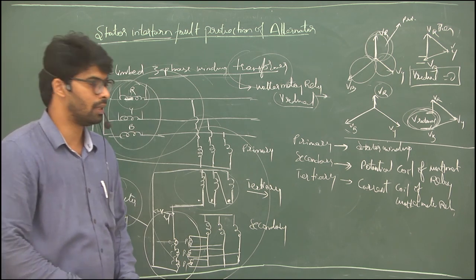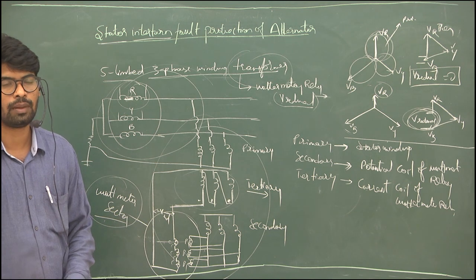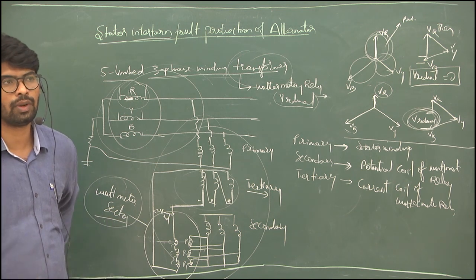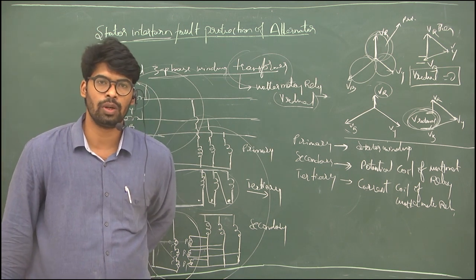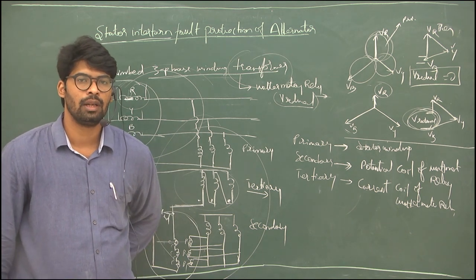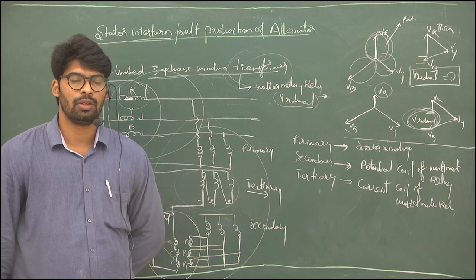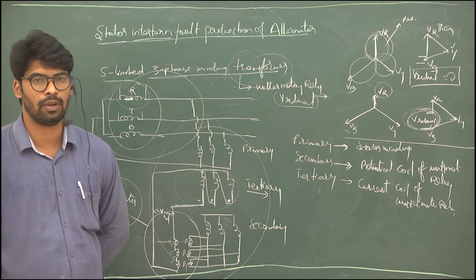In the next class we will discuss negative sequence protection. We need negative sequence protection because of unbalanced loading. What is unbalanced loading? Why does unbalanced loading occur? If we get unbalanced loading, how do we protect the alternator with negative sequence circuits? We will see later. Okay, thank you.